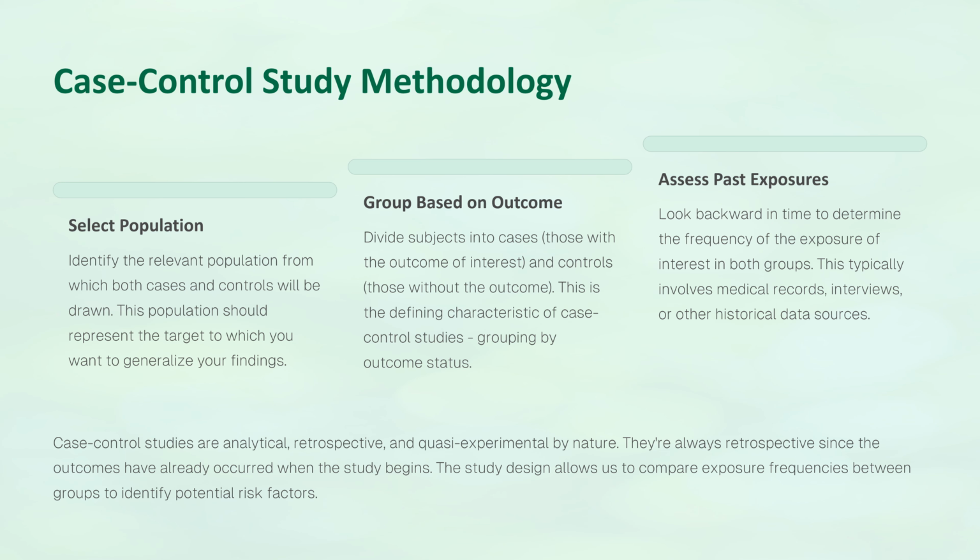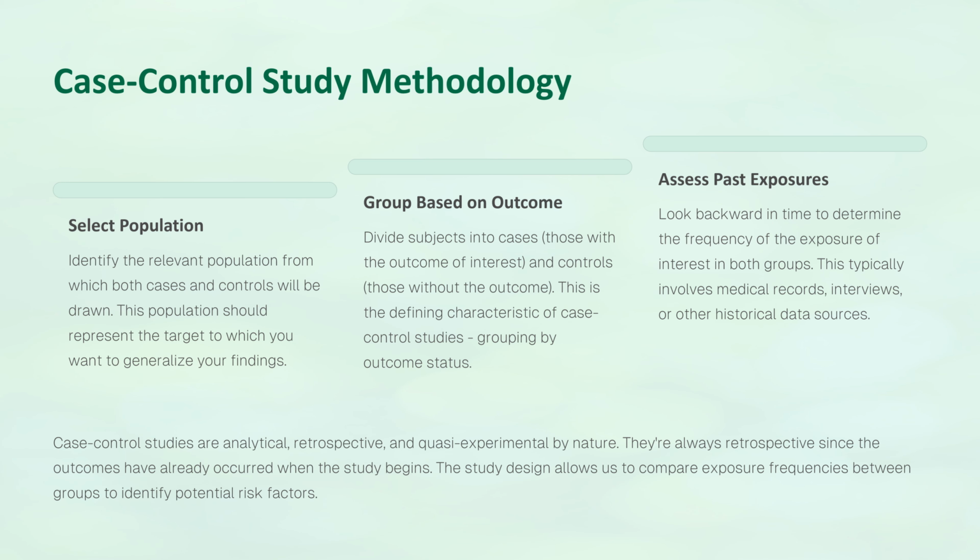Now, how are case controls set up? Basically, you have to identify the population you're interested in, that can contain both cases and controls. Then you divide your subjects or your participants into cases and controls. They're not really participants per se because they're not prospectively participating in your study, but they're participating in a retrospective study. So you divide them into cases and controls, and then you ask them about their past exposures to see if those frequencies of exposures differentiate the groups.